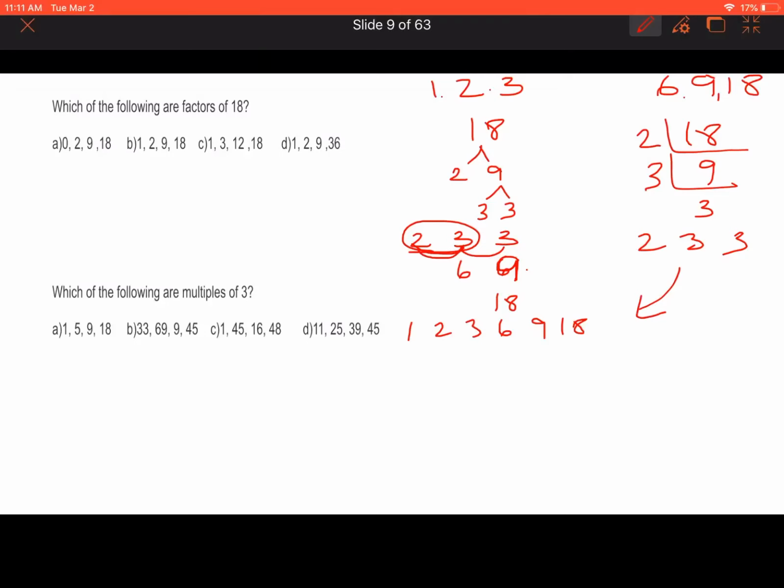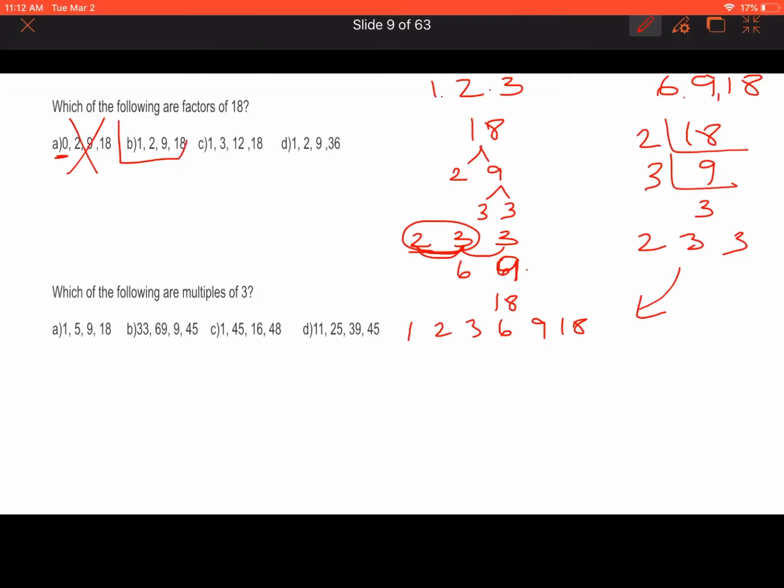Which of the following are factors of 18? First of all, we will see 0. 0 cannot be a factor for any number, right? So this option is ruled out. And 1 can be a factor, 2, yes, 9 is there, 18 is there. So this is the answer.